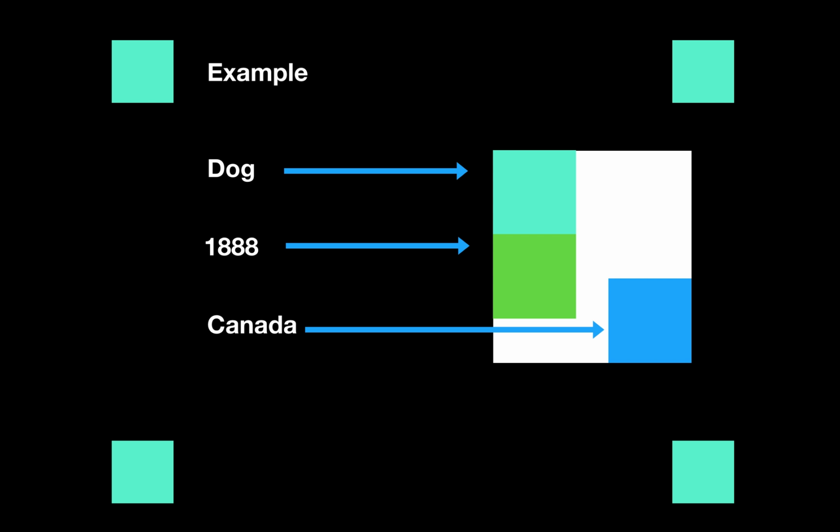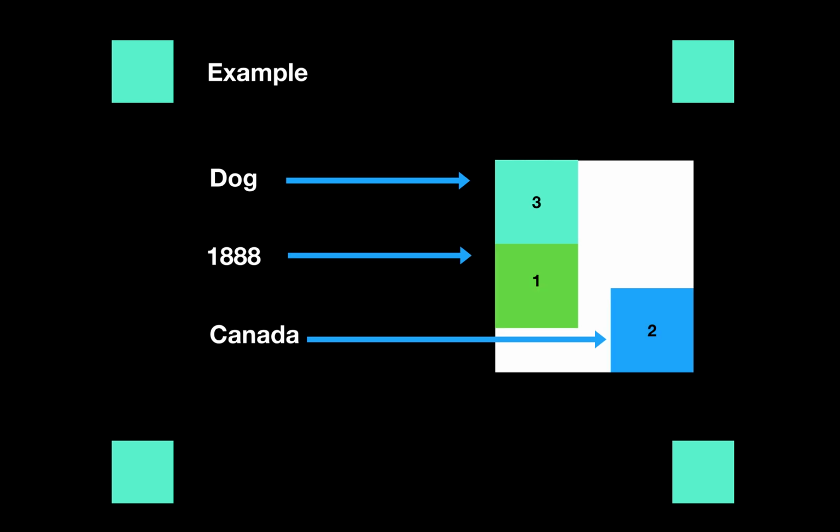For example, here, I just found a square as my palace, or it can be a house. And I separate the square into three pieces. And I put each item, the dog into a green, blue box, and 1888 into the green square, and Canada into the blue square. And then I would think how I want to make an order of the three pieces.